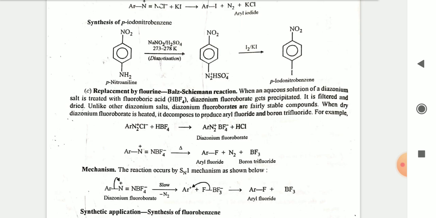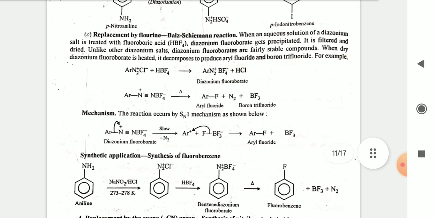C. Replacement by fluorine: Balz-Schiemann reaction. When an aqueous solution of a diazonium salt is treated with fluoroboric acid, diazonium fluoroborate gets precipitated out. It is filtered and dried. Unlike other diazonium salts, diazonium fluoroborates are fairly stable compounds. When dried diazonium fluoroborate is heated, it decomposes to produce aryl fluoride and boron trifluoride.